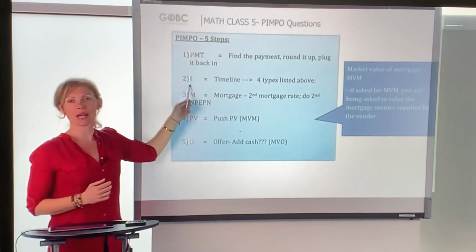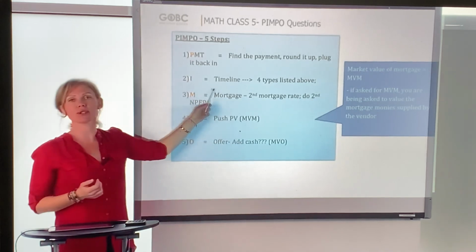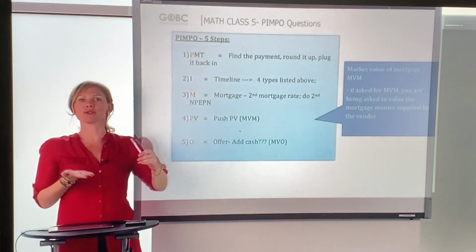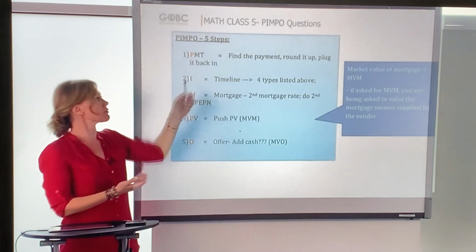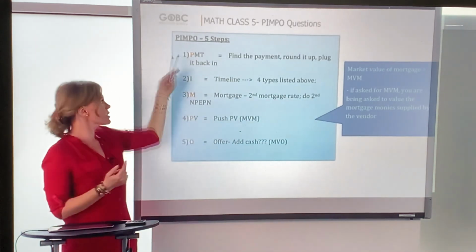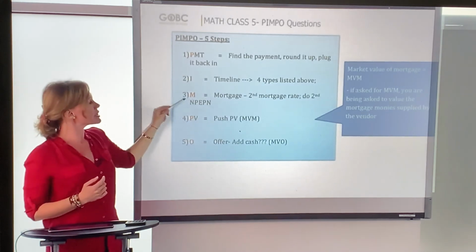We'll find the payments, then if we have the term that's given to us, then we're going to do the timeline. So this I stands for the timeline. So we're looking to see, do we have a 5-year term? Do we have a 2-year term? And if we do have it, then we do these steps. Okay, so the first 2 steps are exactly the same. So step number 3, this is where things change.